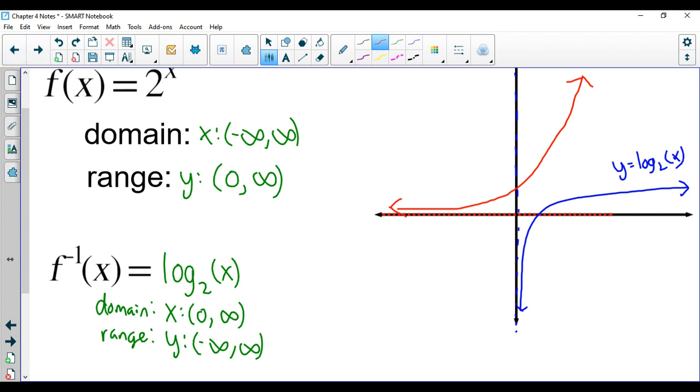So the red one was y equals 2 to the x. That was the original one. The blue is the inverse.